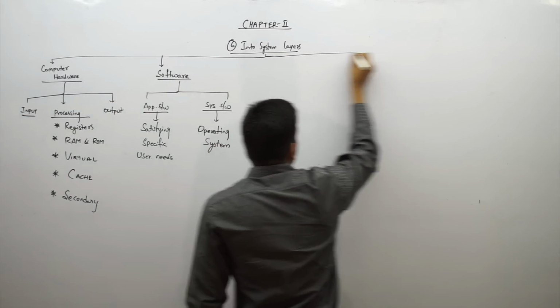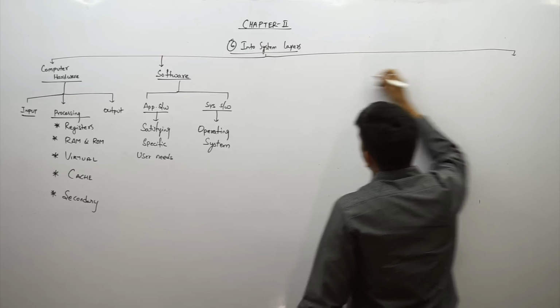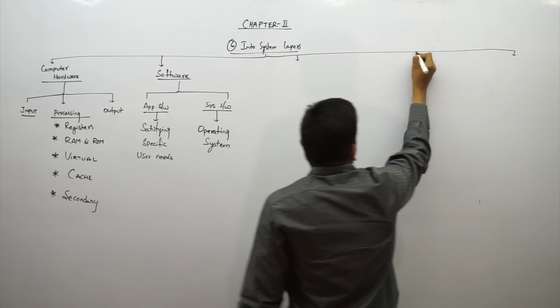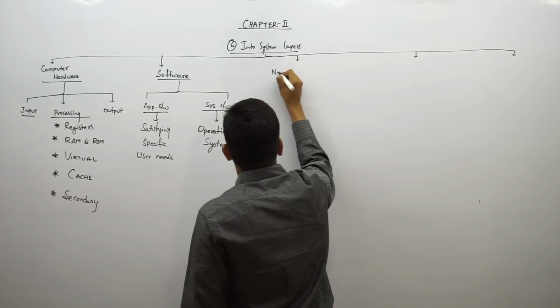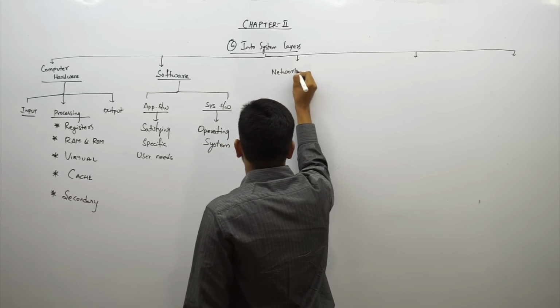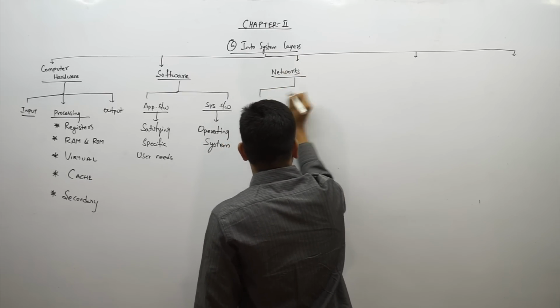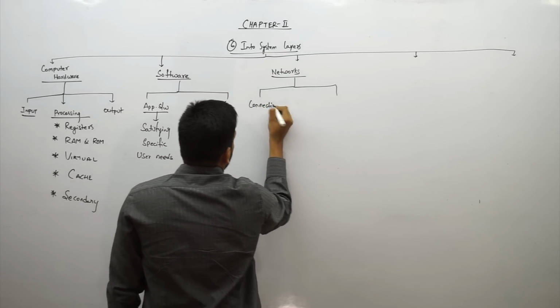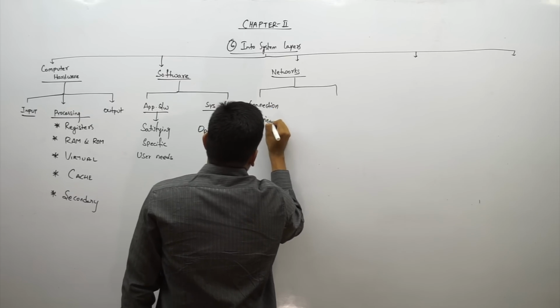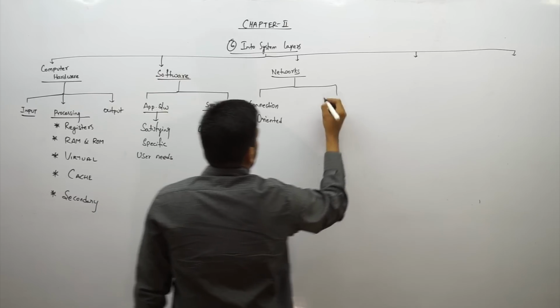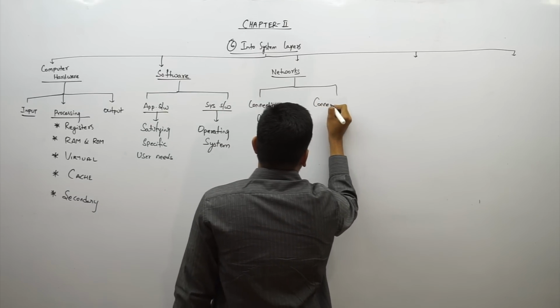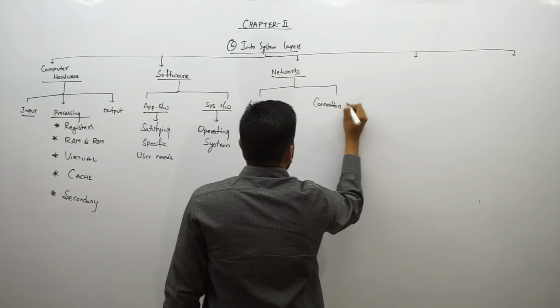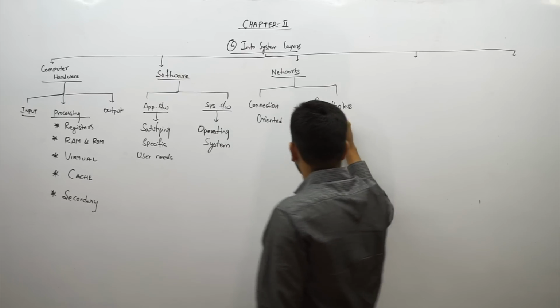Three parts. Then the other three parts you're talking about, the next part is about networks. Very important in connectivity. So there are two types of networks here. Connection oriented networks and connection less networks.